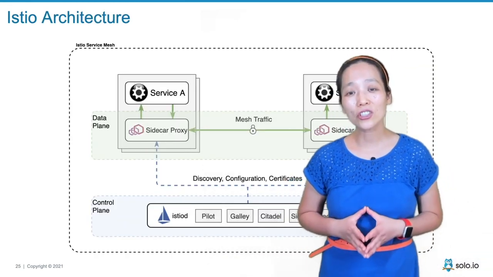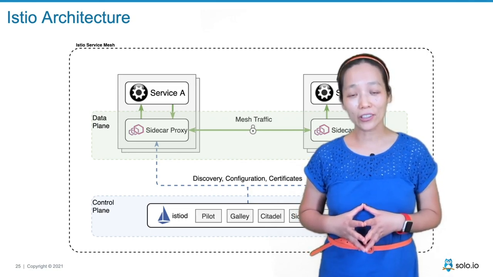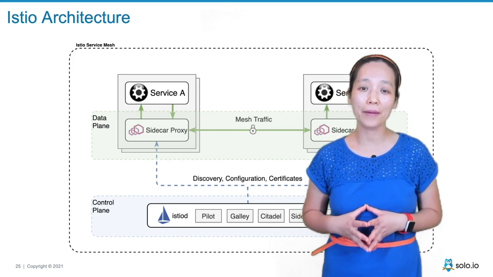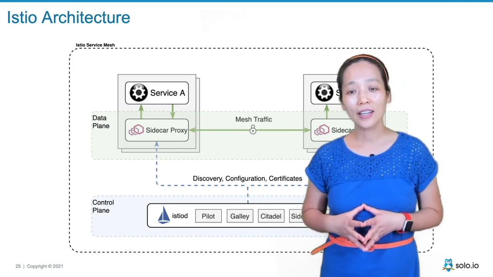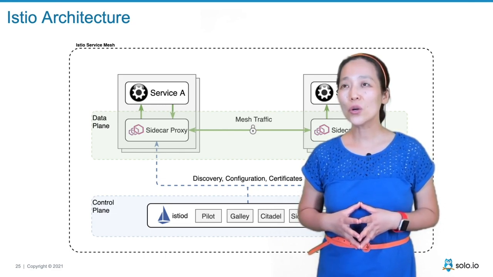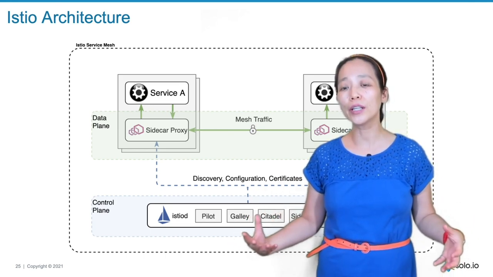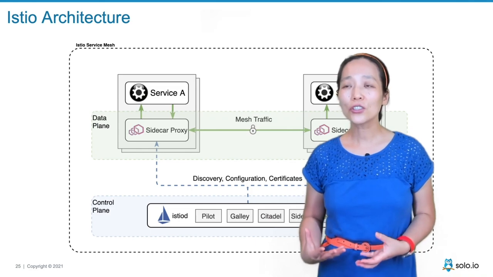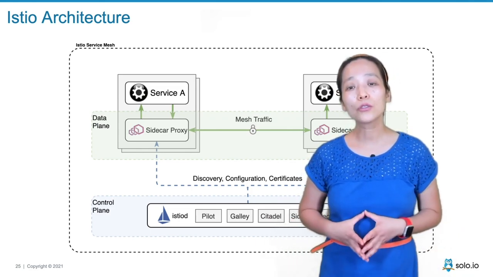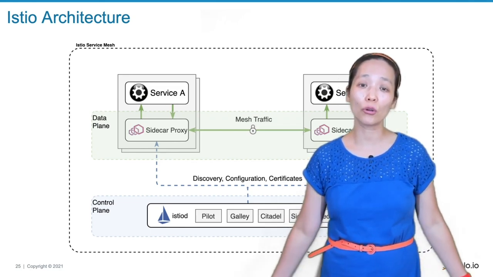Istio architecture is very similar to the data plane and control plane architecture of service mesh that we just described. As you can see, Istiod is the control plane. Since Istio 1.5, we've merged every single component into a single monolithic component called Istiod, because we realized it's much easier to manage one single control plane component.